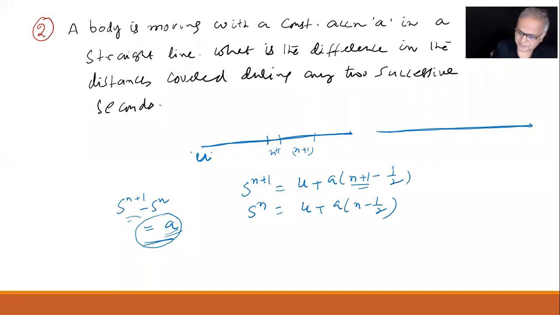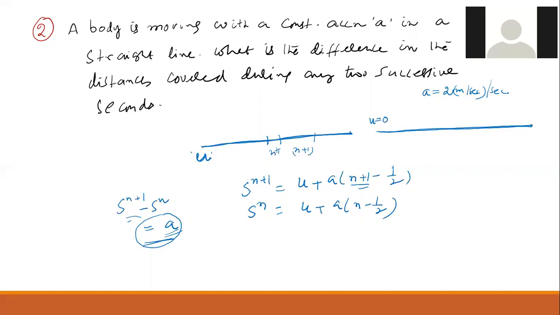Look at this. Even if you put u equals 0, it doesn't make a difference, right? So to understand it, think u equals 0 for a while. And the acceleration value, you want to give some 2, 2 meters per second. Per second is the meaning of acceleration. I don't want people to say 2 meters per second square, because second square has no meaning. Per second means what? For every 1 second, say the first second, the velocity changes from 0 to 2 meters per second.